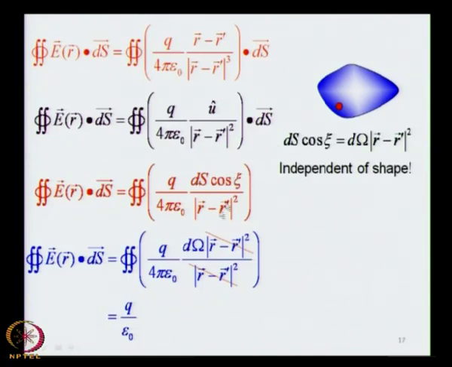So, this ds cos xi is represented by this d omega times distance squared, and now you can cancel the distance squared which comes in the numerator as well as the denominator, and then you get q over 4 pi epsilon 0 as a constant outside the surface integral. All you have to do is integrate this solid angle over the entire closed surface, which is exactly 4 pi, and that 4 pi cancels this 4 pi in the denominator, and what comes out of this is Gauss's law. This in fact is the first law of Maxwell.